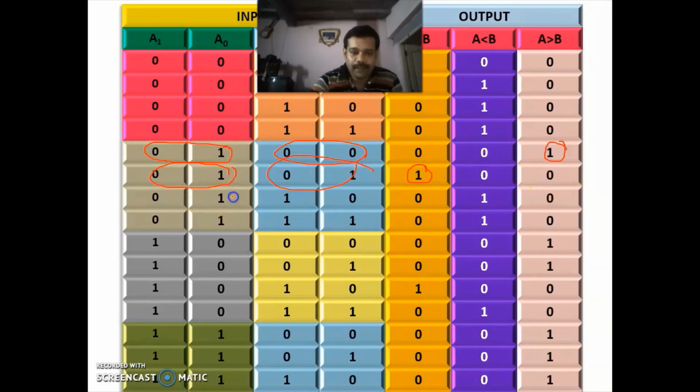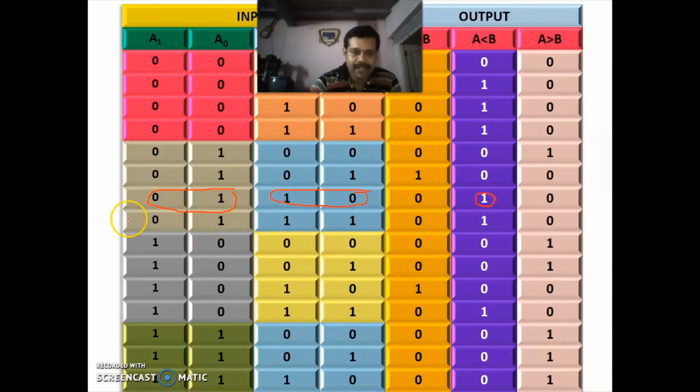Next we are going to compare 0, 1 with 1, 0. So 0, 1 is 1, 1, 0 is 2. So A is less than B. So in the place of A less than B, we are putting 1 and putting 0 in the place of A equal to B and A greater than B.